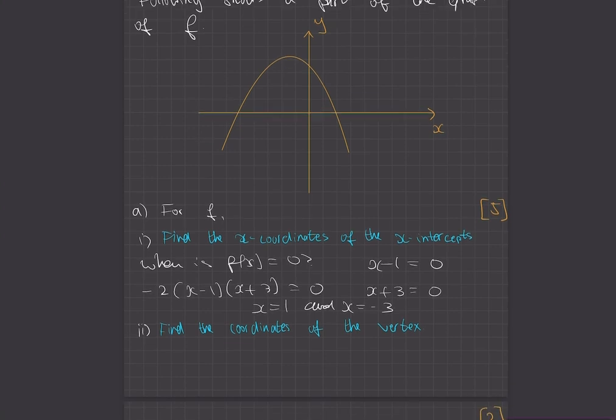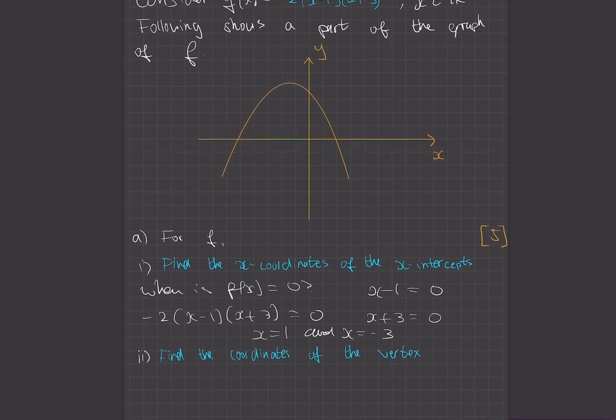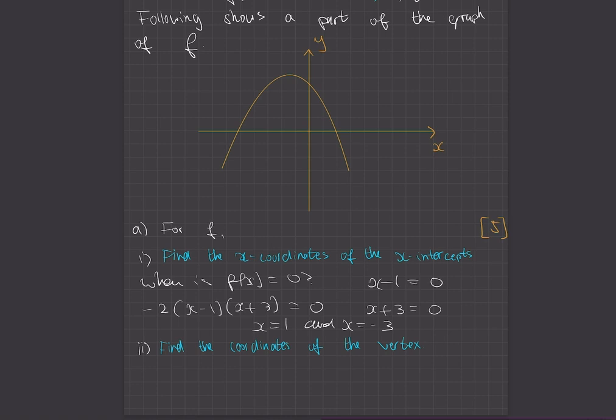Now it says find the coordinates of the vertex. So in order to do that, the only way that I know of is we have to complete the square. Another way, actually, you know what? Completing the square is one way, but I'm going to do it another way. Let me know in the comments if you guys have seen this way before. So let's use this graph.